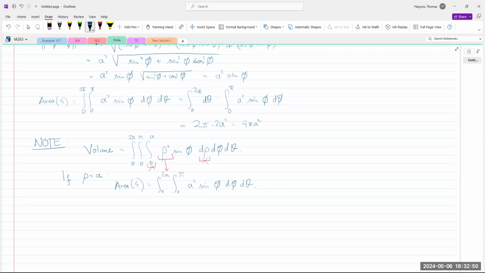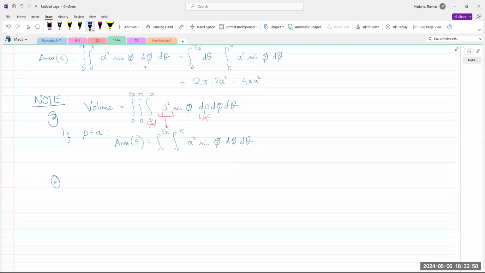Okay, I think what is more important is the following: the surface parametrization. This is something good to memorize because we see this a lot in the next section. Parametrization of a sphere with radius a is given by this.